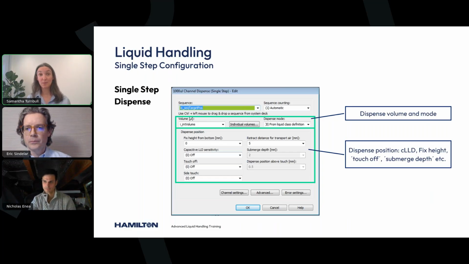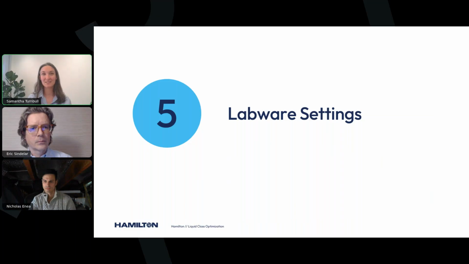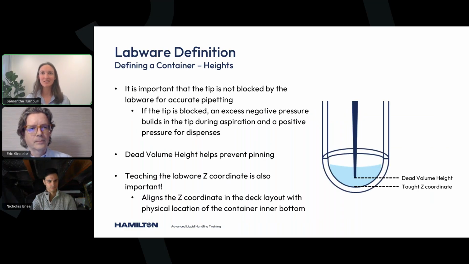Now, all of these aspirate and dispense positions are really dictated by your labware settings. So I can't dispense 1 millimeter off the bottom of a well if I don't know where the bottom of that well is. So especially for your aspirate and dispense positions, in addition to the XY centering of your tip within the well, the Z height for the bottom of your well is very important. So you want to teach the bottom of your well such that the tip is never occluded or blocked by touching the bottom of the well during any of your aspiration or dispense commands.